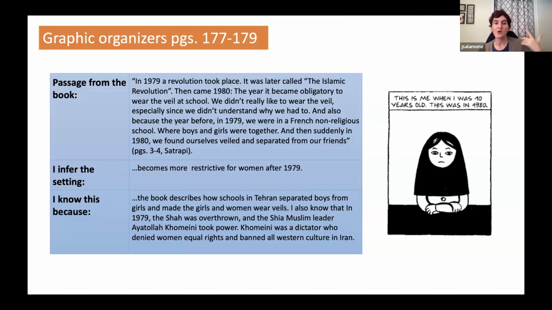And I know this because the book talks about how schools in Tehran were separated, the boys and the girls. Women and girls were made to wear veils, always covering. We also know that in 1979, the Shah was overthrown, and a new leader came into power, seeing the Western world as the enemy and banning it. And women were denied equal rights in the process. So again, another type of graphic organizer that could be used to support students in making those inferences and getting them there.